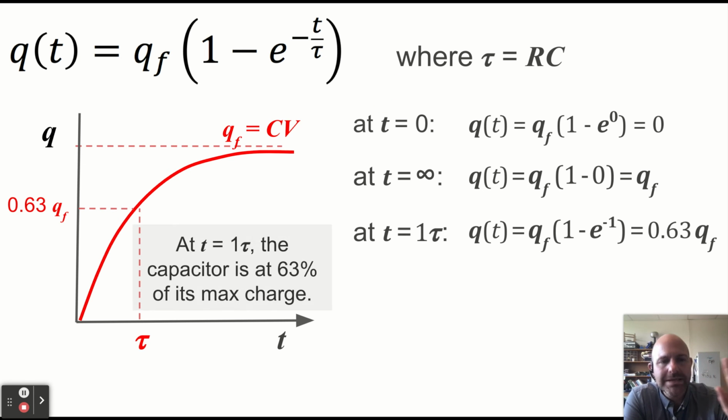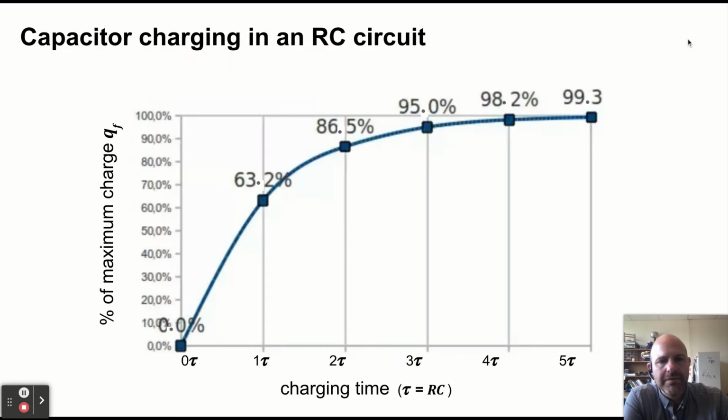At t equals 1 tau, we're at 63% of its maximum charge. And that's how the time constant behaves. And again, if you think about nuclear decay and that kind of thing, stuff you've probably looked at before in math and maybe chemistry, that should be familiar. This is a picture of how it goes, right? After 1 time constant, you're at 63%. After 2, 86-ish%. After 3, at 95.